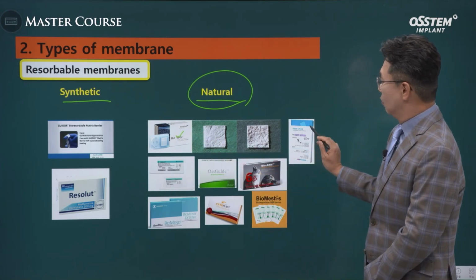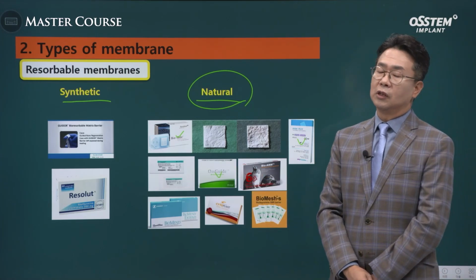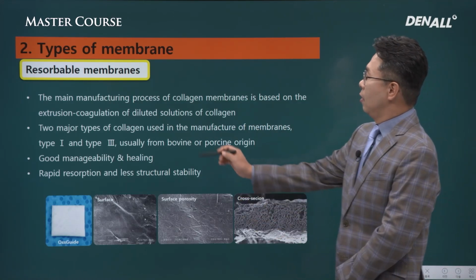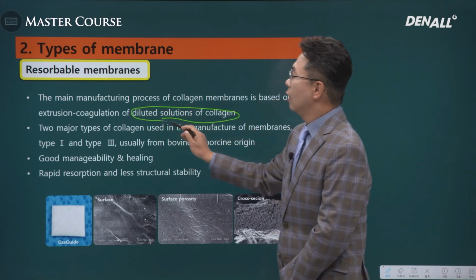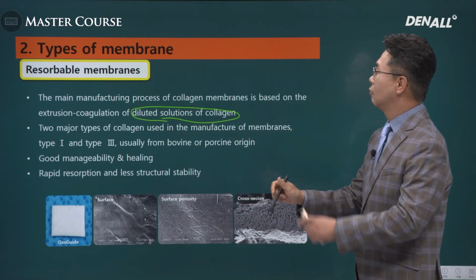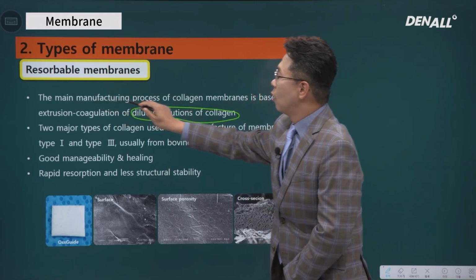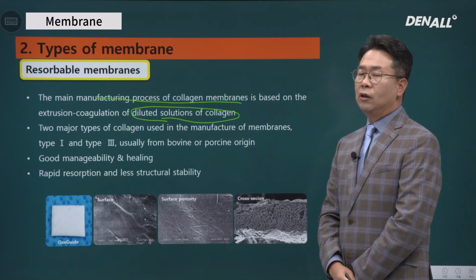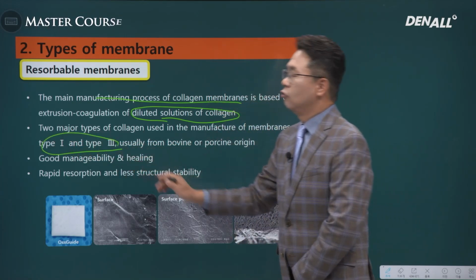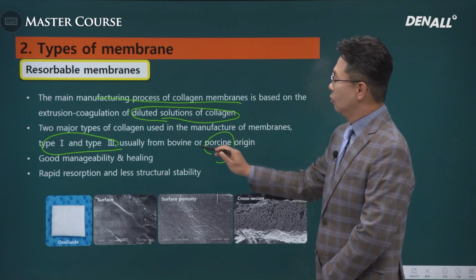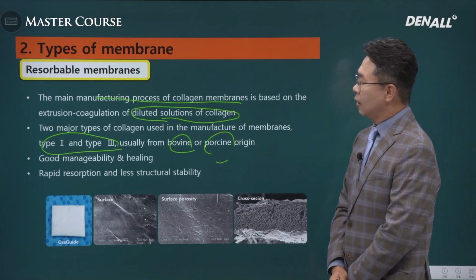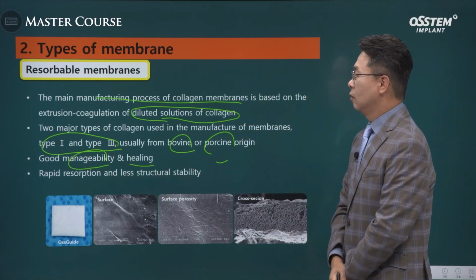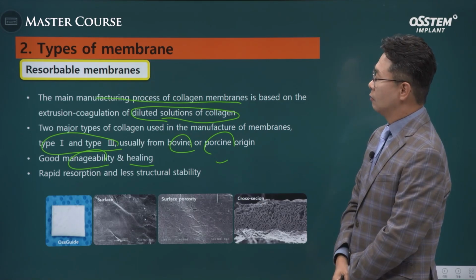I'm sure you're familiar with some of the labels here. These are all natural products. Let's look at how these are made. This is based on the extrusion and coagulation of diluted solutions of collagen. Through a manufacturing process, these products are made. In most cases, type 1 and type 3 collagen is used. We get this collagen from pigs and cows. It is really helpful in healing and it has excellent manageability. It can be applied in clinical situations very easily.